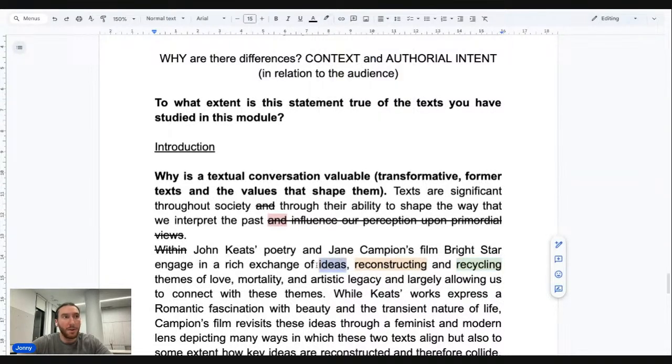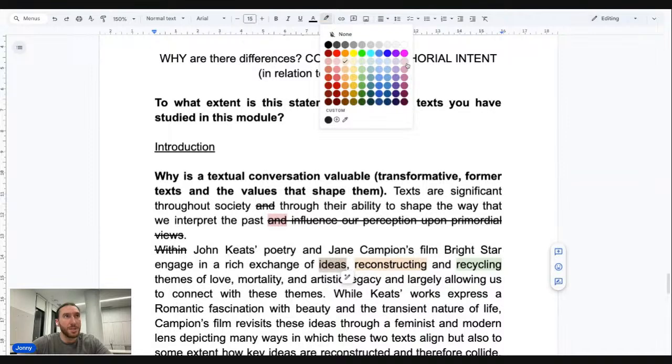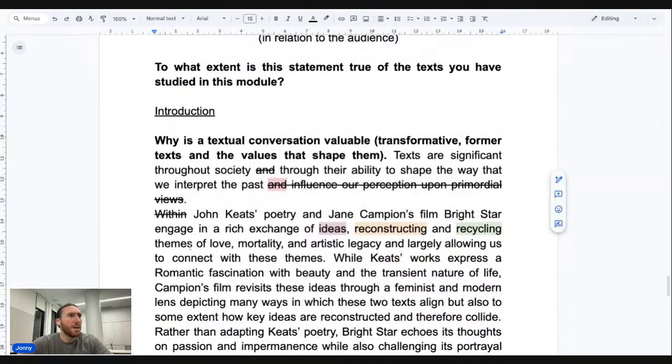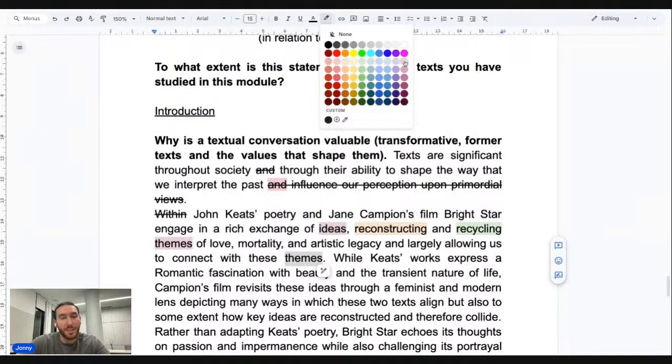Okay, so we don't want to bundle them together and we need to be specific about the ideas. Then you say reconstructing and recycling themes. So you've said ideas and now themes. Again, we're not getting any closer to the mark here. What you then do is say of love, mortality, and artistic legacy, and largely allowing us to connect with these themes. You say themes again here. Okay, we really want to avoid saying the words themes and ideas.